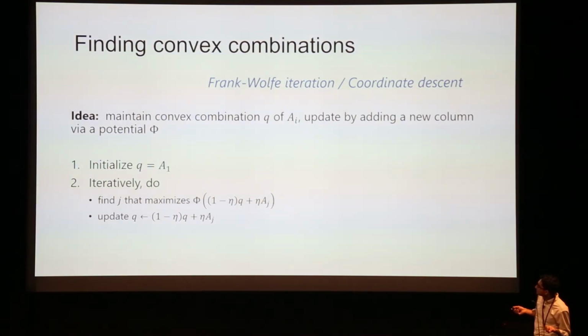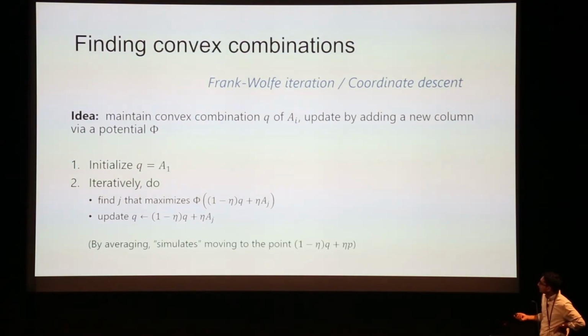So you have a potential phi, okay? And you initialize Q to be an arbitrary column in the matrix. And now you iteratively try to move towards a direction that maximizes a certain potential. Okay? Maximizes or minimizes a certain potential. So I should have written minimizes here. And you update it like this.